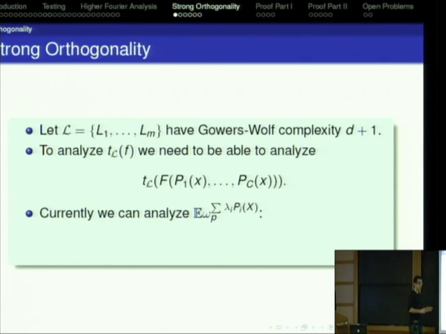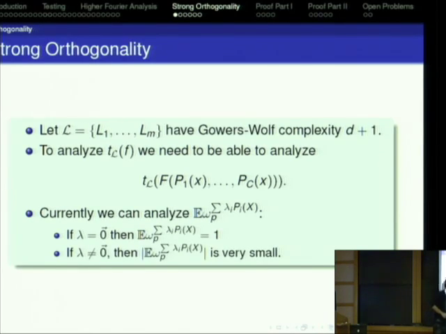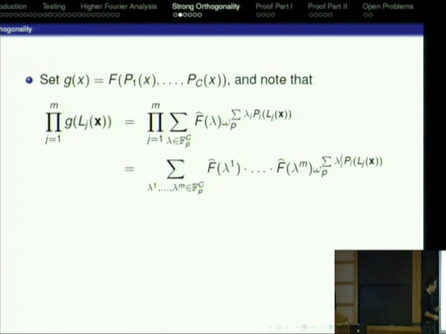With the orthogonality that we proved in the decomposition theorem, we can easily analyze these kinds of things, omega p to this linear combination of polynomials. If lambda is 0, then of course the power is 0, so this expected value is 1. If it is not 0, then this expected value is very small. So it's either very small or it's 1. We can understand these things.